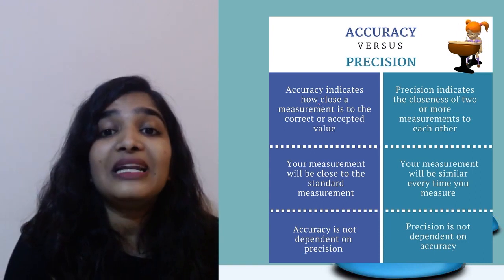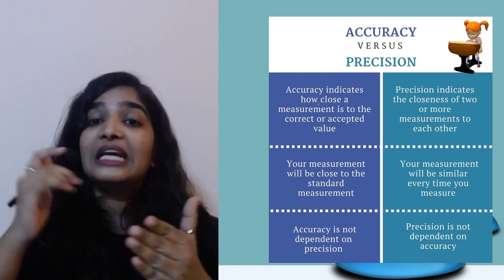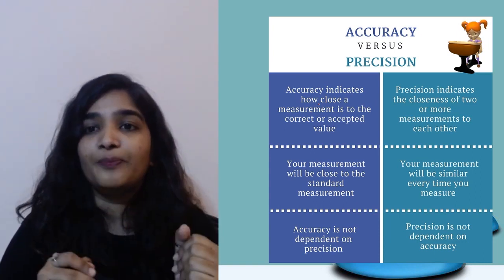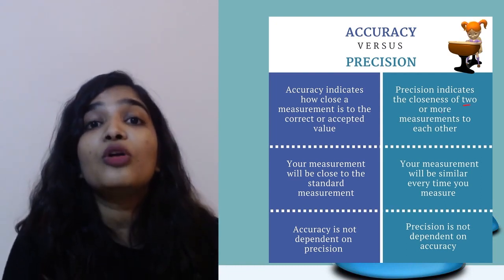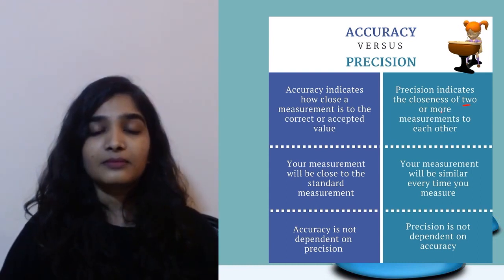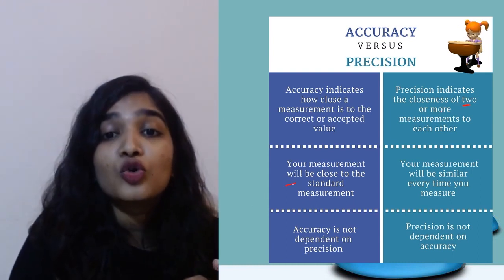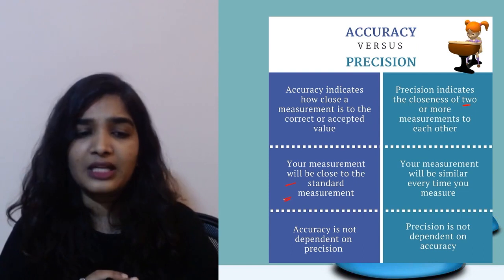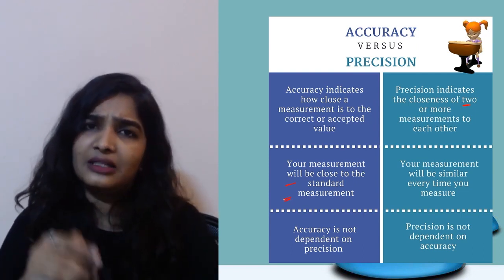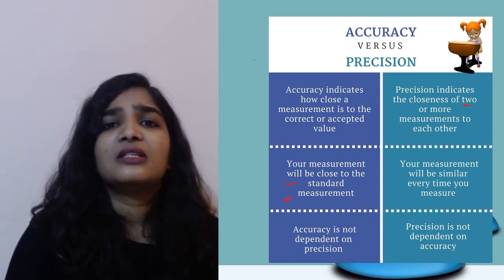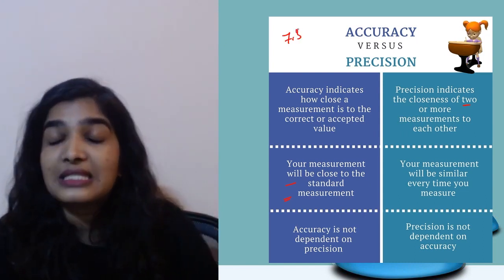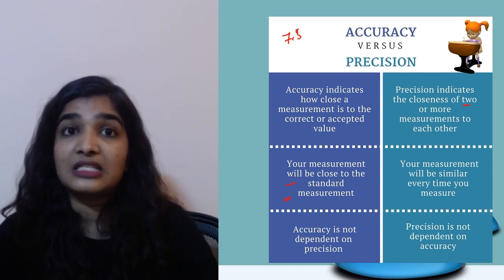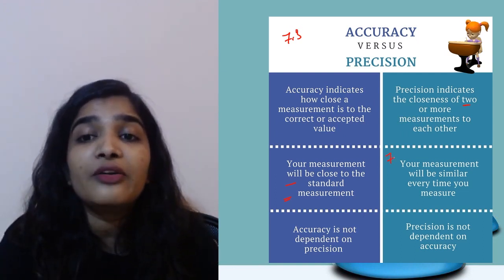So accuracy will indicate how close the measurement is to the true value. But precision indicates the closeness of two or more measurements to each other. Your measurement will be close to the standard measurement. Okay, that means once you have got 7.2, other time you have got 7.6, but the answer is supposed to be 7.3, but you're very close. But in case of precision, if your answer is precise, that means all the 3 trials you have got 7.2, 7.2 only.